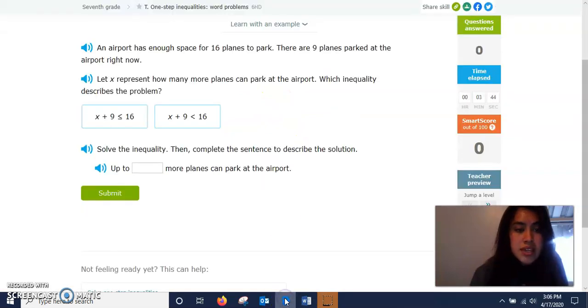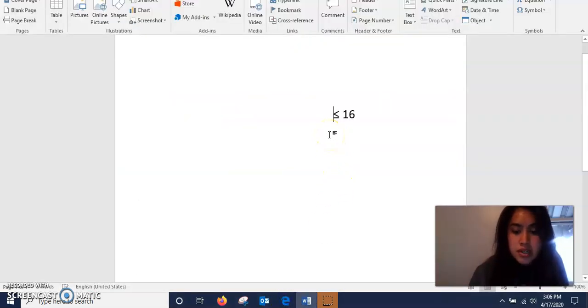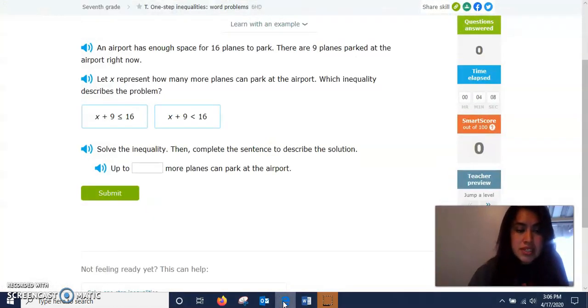So we know that there are already 9 of them parked, and we want to find out how many more we can park. So it leads us to this inequality: X plus 9 is less than or equal to 16. So I'm going to go here and select the one where I have x plus 9 is less than or equal to 16. Now it says solve the inequality, then complete the sentence to describe the situation.